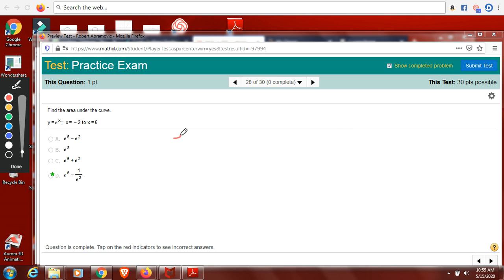So what we end up with is e to the 6th power minus e to the -2nd power. That's the same as e to the 6th power minus 1 over e squared. e to the 6 minus 1 over e squared.